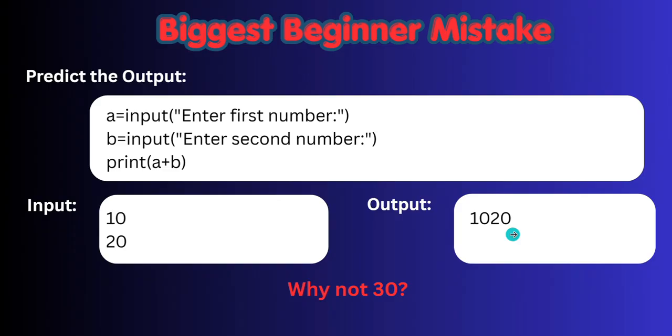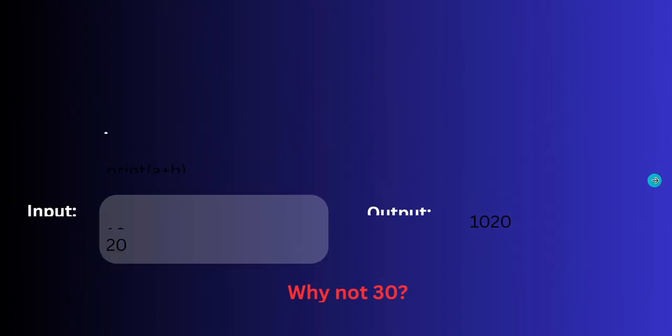Why? Because input function always takes data as a string by default. Even if you type a number, Python still treats it as text. So instead of adding numbers, Python joins the text together. This process is called string concatenation. So how do we solve this problem?